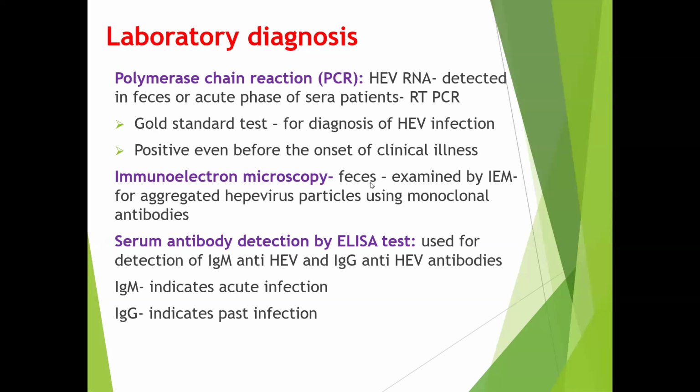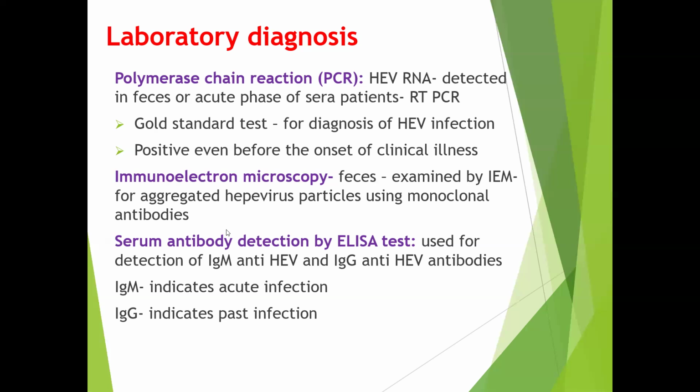Next, IEM, that is immunoelectron microscopy. In this case, we take a fecal sample and examine it under immunoelectron microscopy, where we can observe aggregated HEV particles. This is done using monoclonal antibodies.